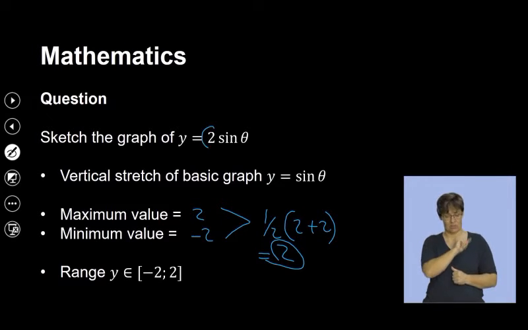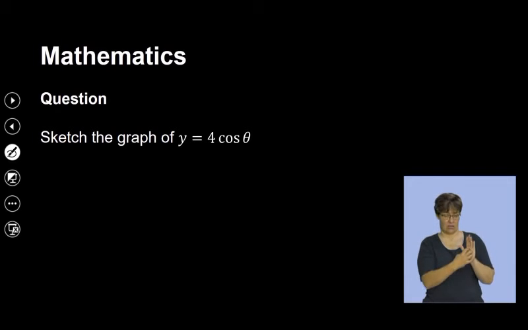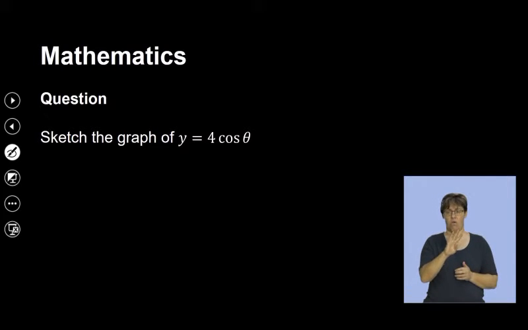Hence, I said this value normally represents the amplitude, but only for the sine and the cos. Remember, the tan does not have an amplitude. Now, another graph will be sketching the graph of 4 cos of theta.